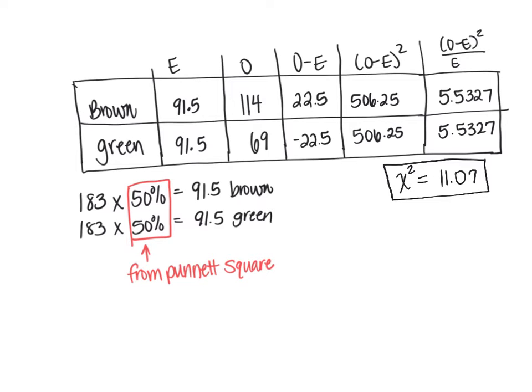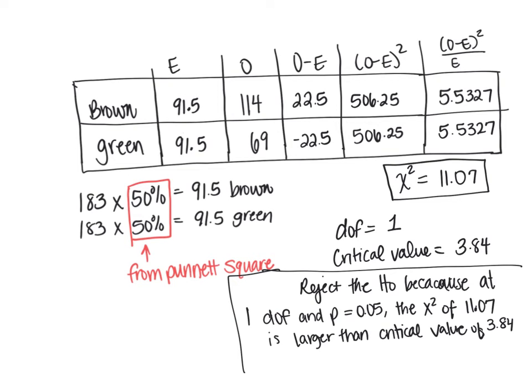Now to determine whether or not we reject or fail to reject the null hypothesis, I need information from the chi-square table College Board has provided for us. I'm going to compare the critical value to this chi-square. In order to figure out what the critical value is, I need to know the degrees of freedom. The degrees of freedom are equal to 1. Therefore, my critical value is, based on this information, I would reject the null hypothesis. Reject the null hypothesis because at 1 degree of freedom and p equals 0.05, the chi-square of 11.07 is larger than the critical value of 3.84.